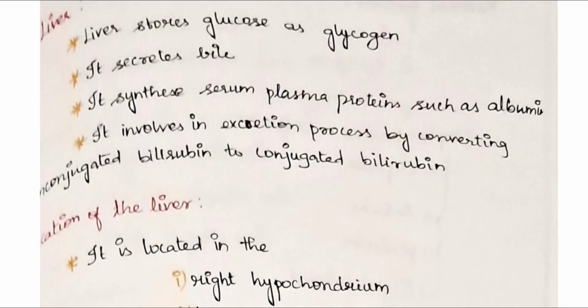First, coming to the function of the liver, glucose is stored as glycogen in the liver, so that the blood glucose level gets reduced. The glucose in the blood is collected and stored as glycogen in the liver. Secondly, it secretes bile, which is involved in the digestion process and makes digestion easier. It also synthesizes albumin, which is a plasma protein.